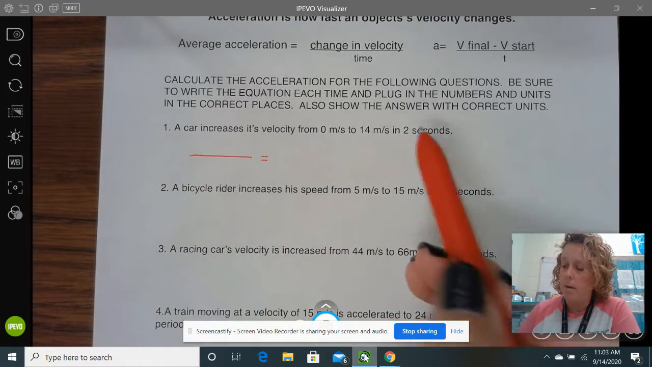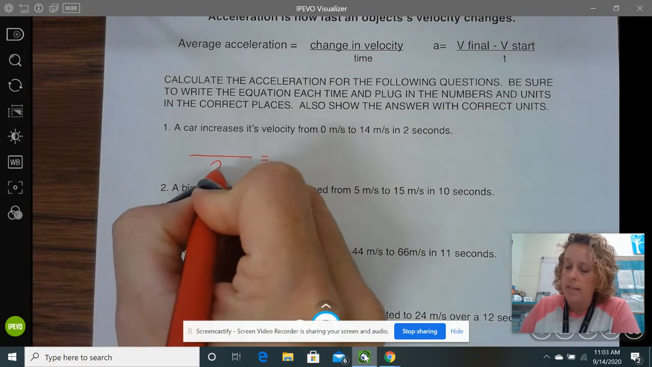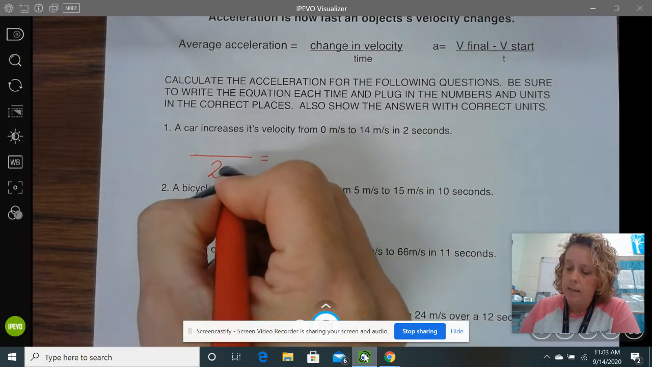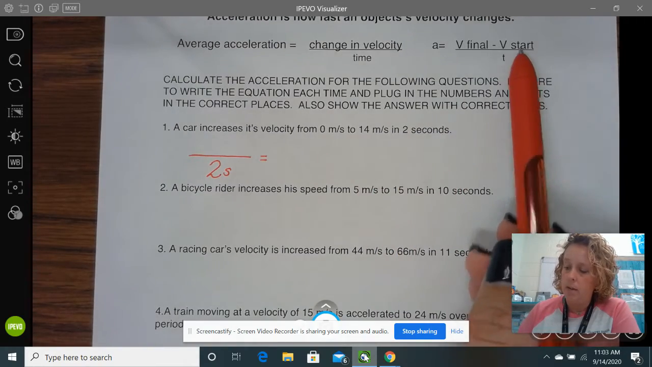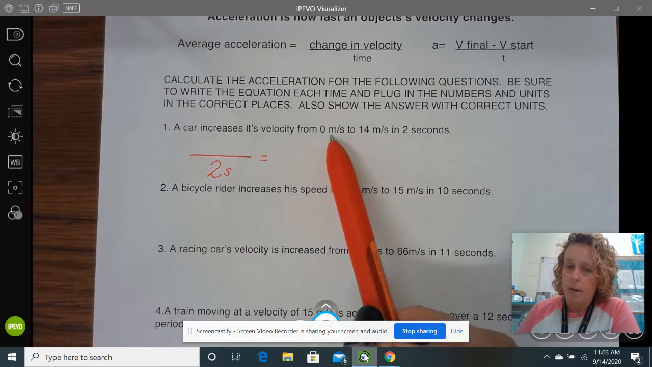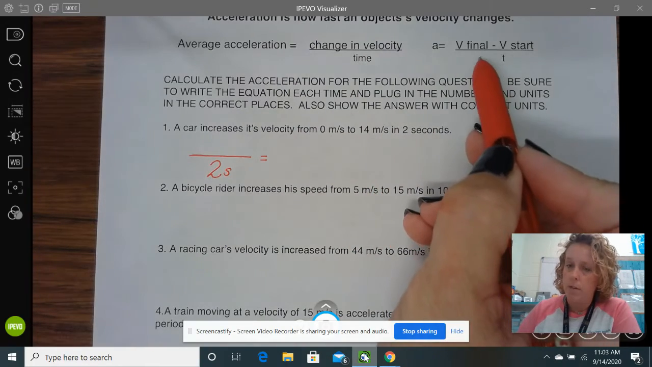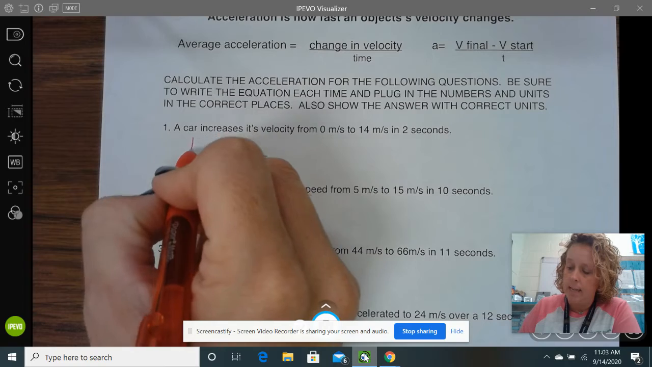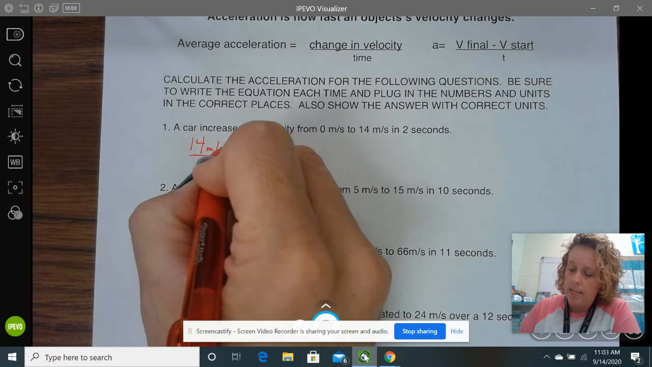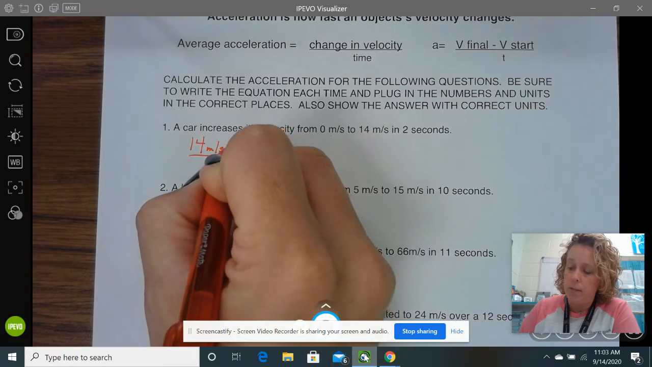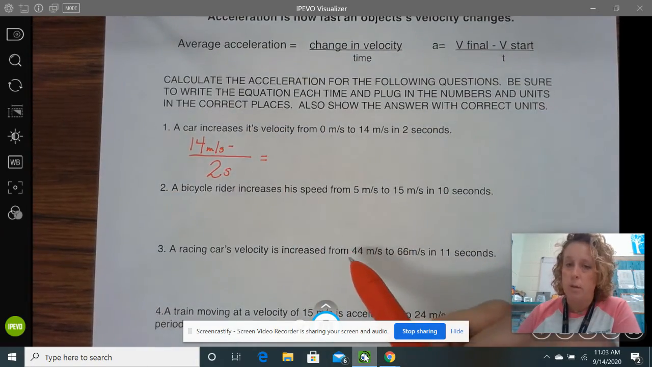Okay, so in order to find acceleration, we have to plug in those components. So we automatically can see 2 seconds. That is our time. Then our starting velocity would have been 0, final velocity 14. So the first component is the 14, the final velocity was 14. And for this one, I will put the units, and the ones to follow I won't, but I will put the units at the end, which is meters per second squared.